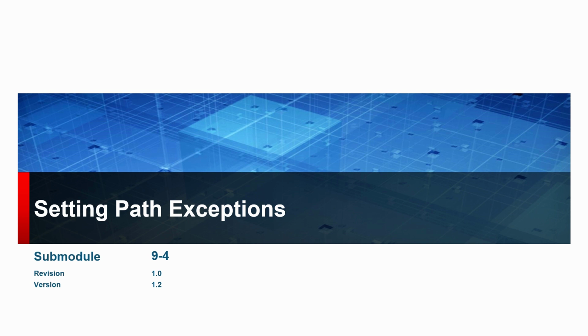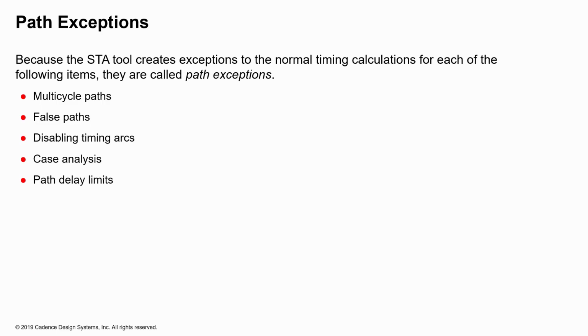Let's look at how to set path exceptions using SDCs. Because the STA tool creates exceptions to the normal timing calculations for all of the following items, they're called path exceptions. Multi-cycle paths are purposely additional cycles allowed for a certain path. False paths are something that you don't want the tool to time. So we will look at each of these in more detail in the coming slides.